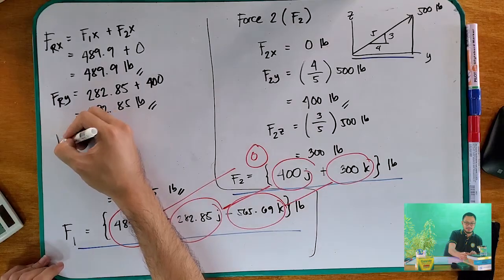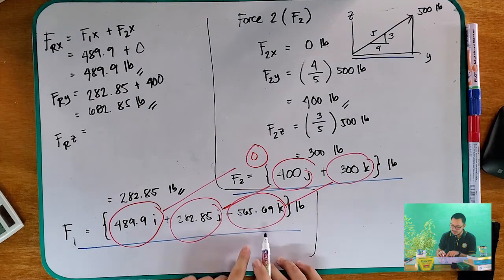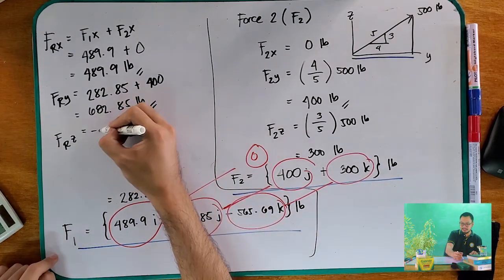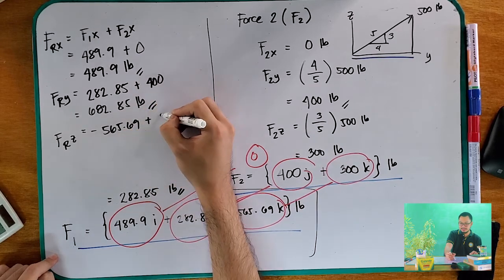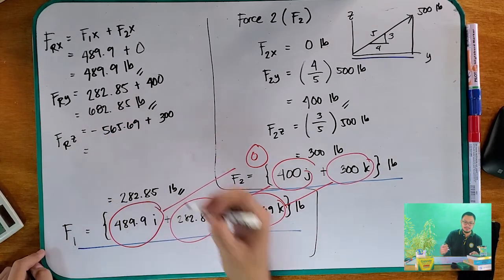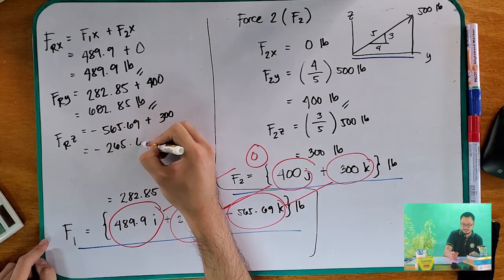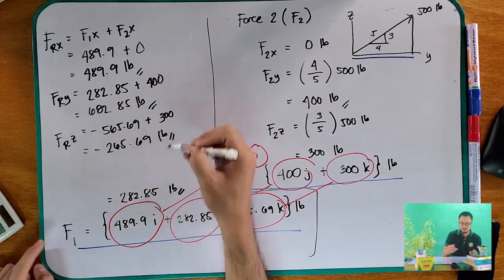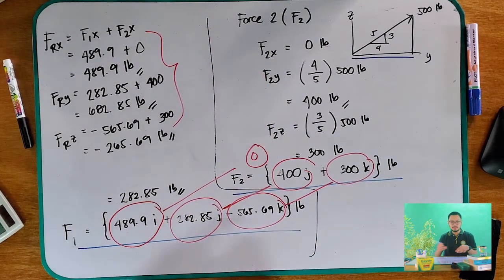And now FRz is just the sum of this one plus this one. So negative 565.69 plus 300. Since one of them is negative, this is the minus. So, negative 265.69 pounds. So, this is your resultant force of your two forces F1 and F2.